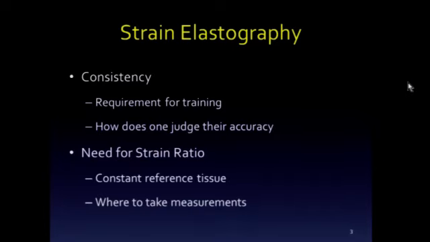And in strain elastography, we use strain ratio a lot because we don't know the actual stiffness. We need a constant reference tissue. And again, those are varied between literature, and I think we need to improve on what we use so that we're all using the same reference tissue. And also where to take the measurements.